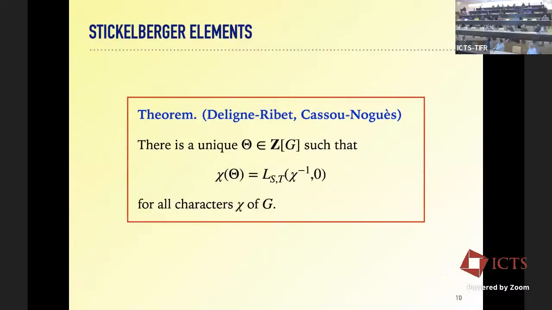So, is the proof based on class field theory or something more delicate? This is elementary, yeah. It's based on class field theory. There's nothing delicate involved in that previous theorem.